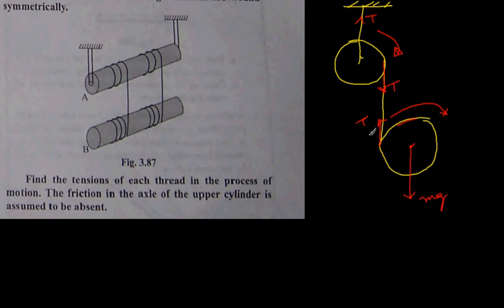Here we have this T and another T this way, so this is a total of 2T. Similarly we have a T here and T here, total 2T. Now 2T minus mg should be equal to ma, because it's moving in this direction with acceleration a. Now you simply find out alpha and a.